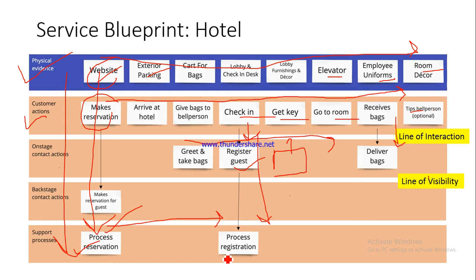He does not know anything. He does not see these people, and that is why the line of visibility is here. Fine. So this is how you would have to design a service blueprint.